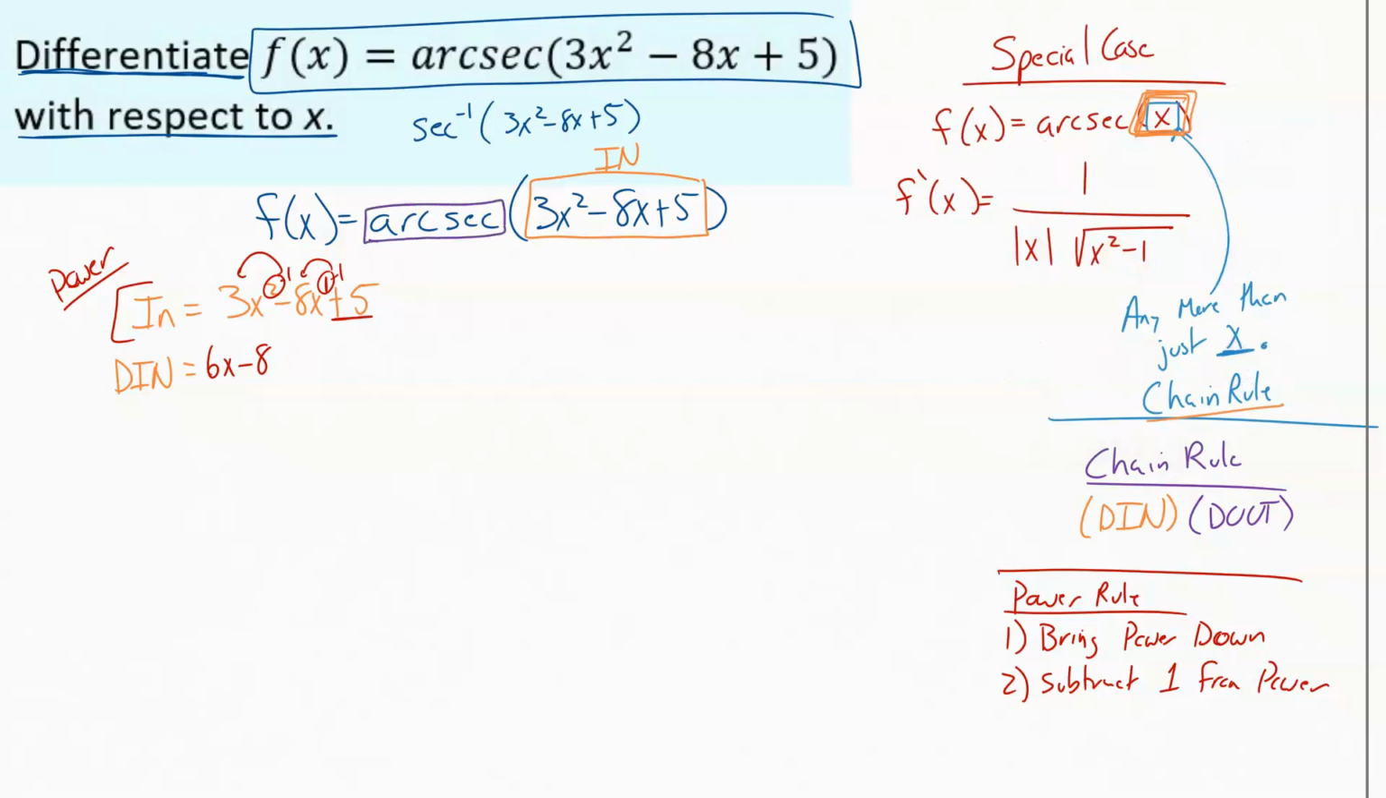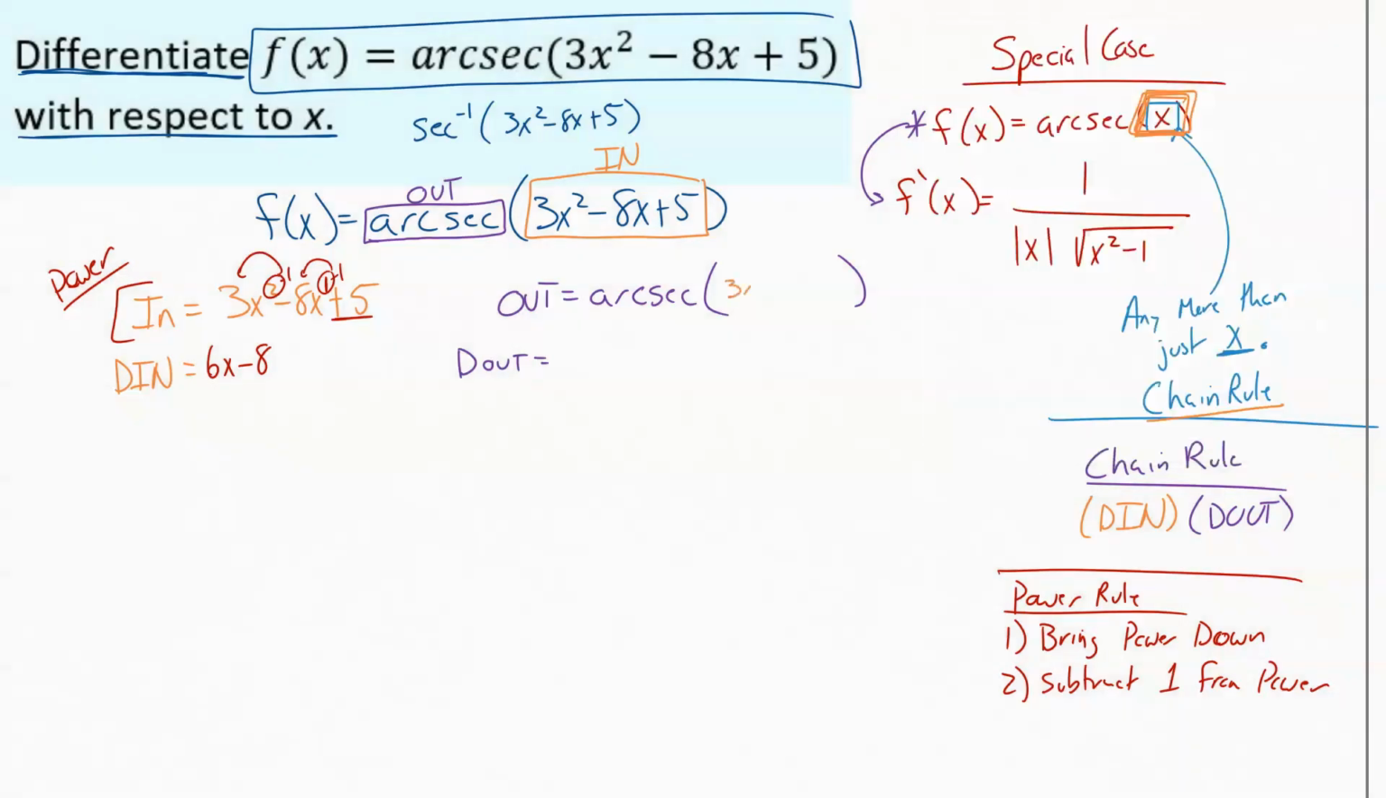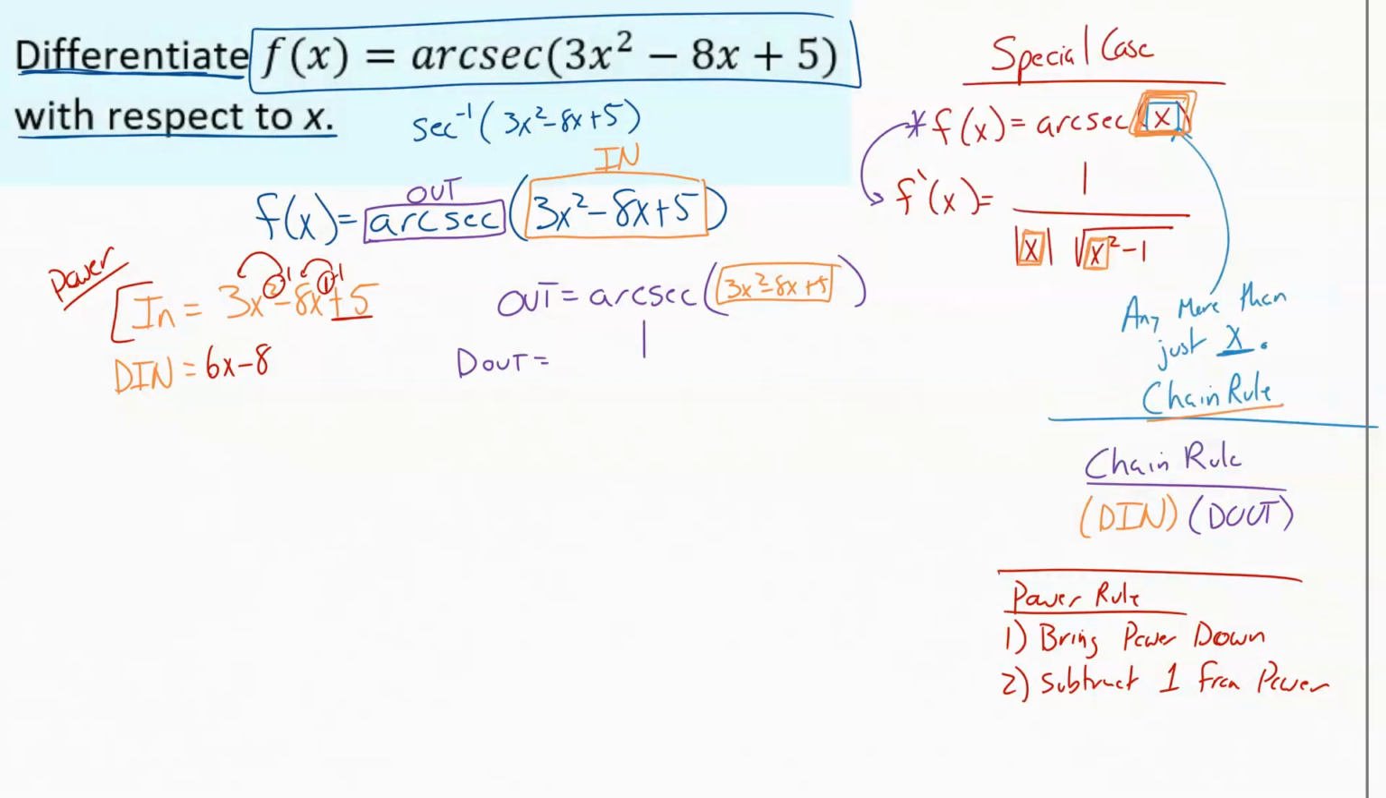Well, that is where this special case comes into play. The outside piece here, this really is your arcsecant, your secant inverse. That's what you're going to need to take the derivative of. So this is going to follow our special case rule to find that d out. So our x inside really is all of this stuff that we already took the derivative of. And so anywhere we see that x in our derivative rule, we replace that x with this full chunk right here.